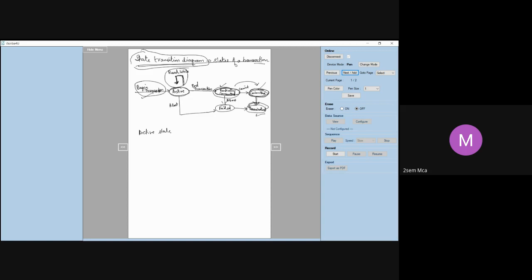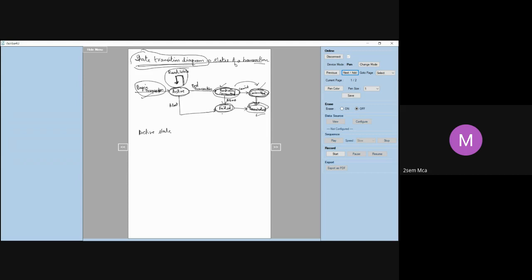Now, however, a transaction can also go into the failed state. See here, I told you once it comes to the partially committed state, the recovery module has to check. If everything is successful, then it will go to the committed state. If something has failed, if any check has failed, or if the transaction is aborted during its active state, something got crashed, then it will come into the failed state.